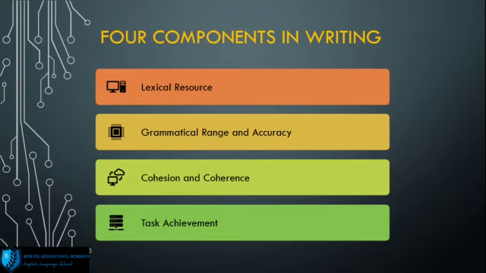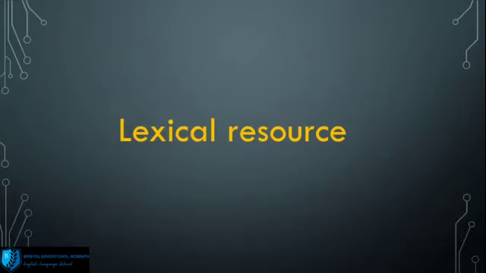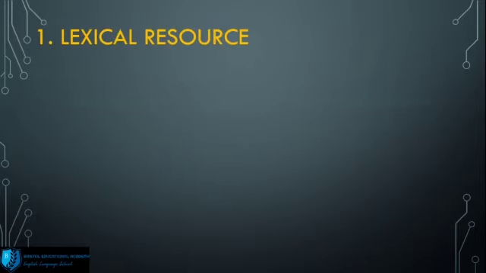So in order to get to band 7 or more in IELTS writing tasks, we need to write accurately on these 4 components, and we shouldn't be missing out on any of the components. So let's discuss them in a little bit of detail. The first is lexical resource. In lexical resource, examiners check the accuracy and range of vocabulary.